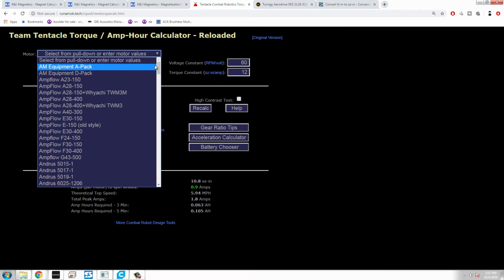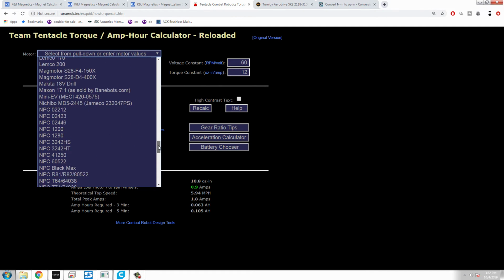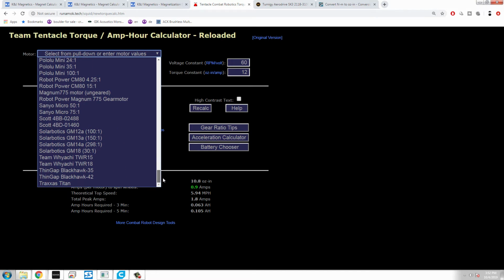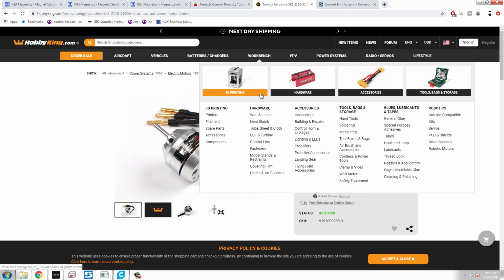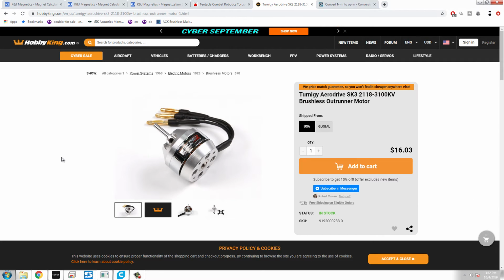So you can drop this down, and if your motor is in here, that is really awesome. Consider yourself lucky, but chances are it probably won't be, especially if you're going to be using a brushless motor, which I am. So let's go ahead and calculate that. This is the motor that I'm using in Long Long Man. I'm using one of these per side, and there's a couple pieces of information that we need.